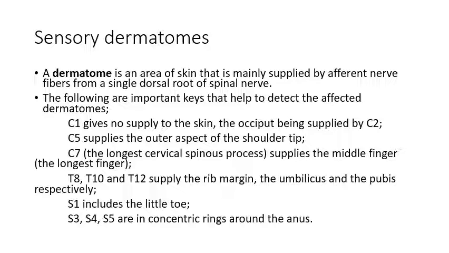C1 gives no supply to the skin. The occiput is supplied by C2, in addition to the angle of the mandible. C5 supplies the outer aspect of the shoulder tip. C7 supplies the middle finger. T8 supplies the rib margin. T10 supplies the umbilicus, and T12 supplies the pubis. S1 supplies the little toe. S3, 4, and 5 are in concentric rings around the anus.